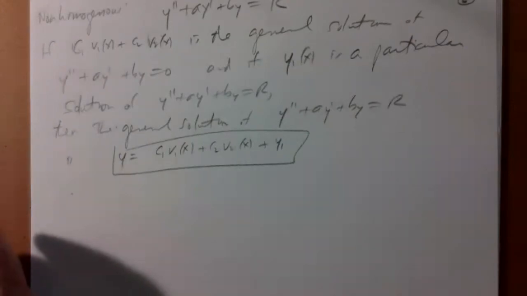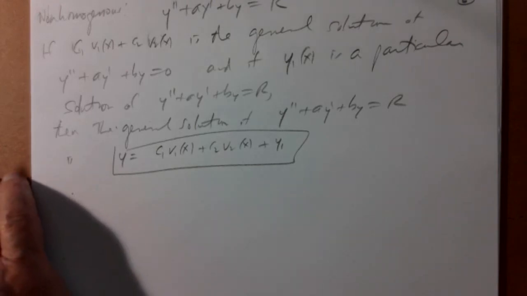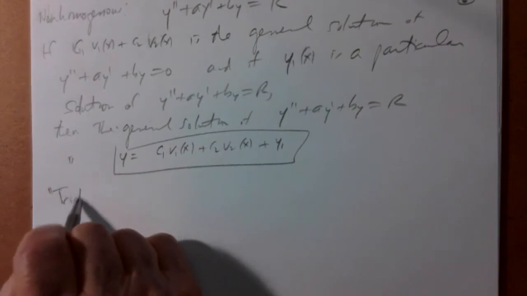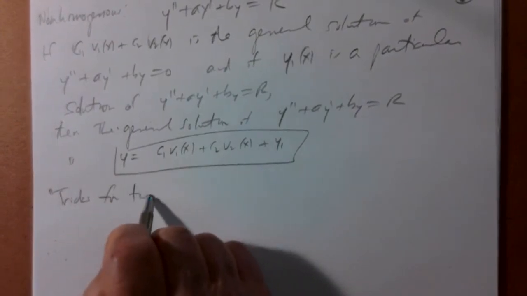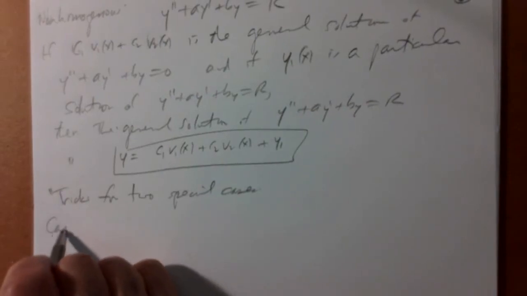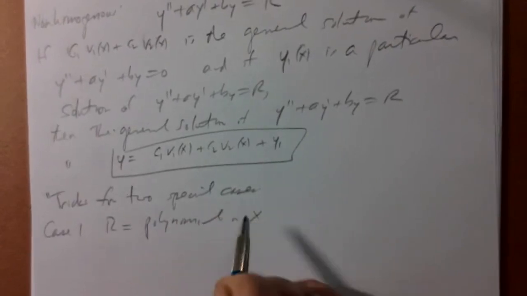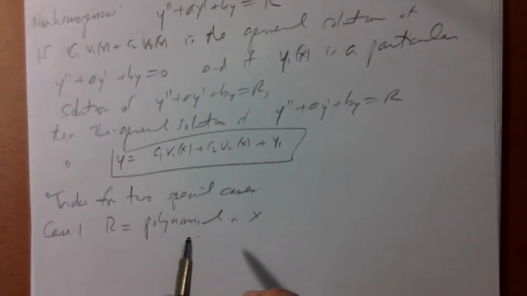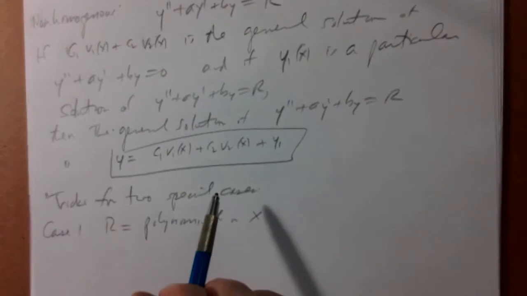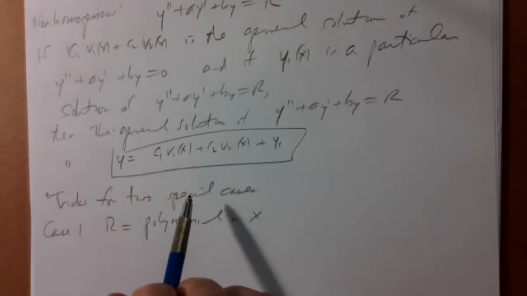So there's a general formula involving the Wronskian that I worked out last week, but there are two special cases when finding the particular solution is much easier. So you might call this tricks for two special cases. And the first case is when R is a polynomial in X. And in that case, it's enough to look for a solution of the non-homogeneous equation, which is also a polynomial in X. And we can say more than that. We can say what the degree will be.